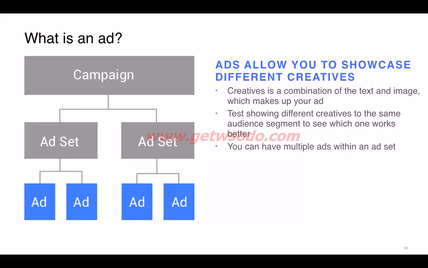So just to summarize, the campaign is at the top of the hierarchy. One campaign corresponds to one objective. Now ad sets are necessary because in a single campaign, you might feel the need to target different people with different placements and different budgets. And multiple ads are necessary because you will feel the need to optimize your campaign, and multiple ads will allow you to do so.